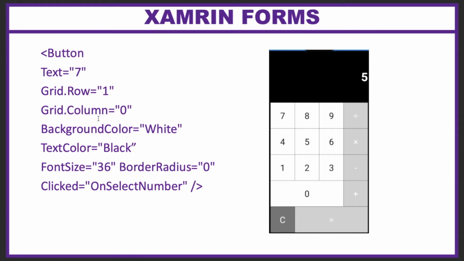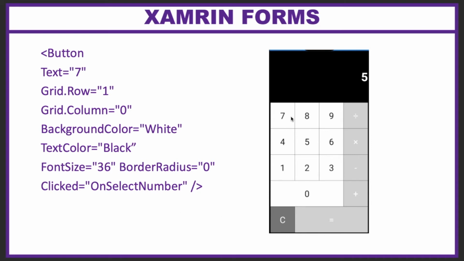For the remaining things, we have set the background color as white and the text color as black, and we have set the border radius and the font, and the click event for the on select number method. That means we are going to define one method in the C# program. Whenever we press this particular button, this on select method will get executed. While you are clicking this button, the on select method has to be executed, which has been given here.